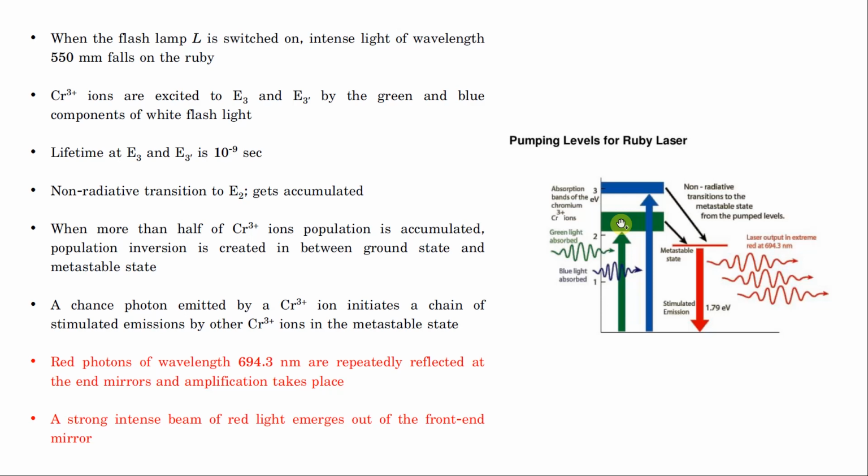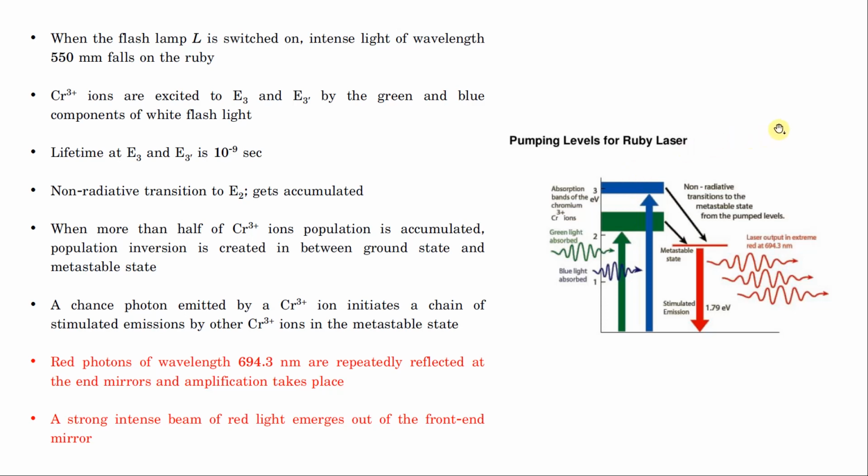This green arrow corresponds to the chromium ions which absorbed the green light coming from the white flash, and the blue line corresponds to the ions which absorb the blue portion. Whichever absorb the green light reach this particular high energy level, and whichever absorb the blue reach this other high energy level. Let's denote them as E3 and E3 prime. The lower one is E3 and the upper one is E3 prime. These are the two high energy states.